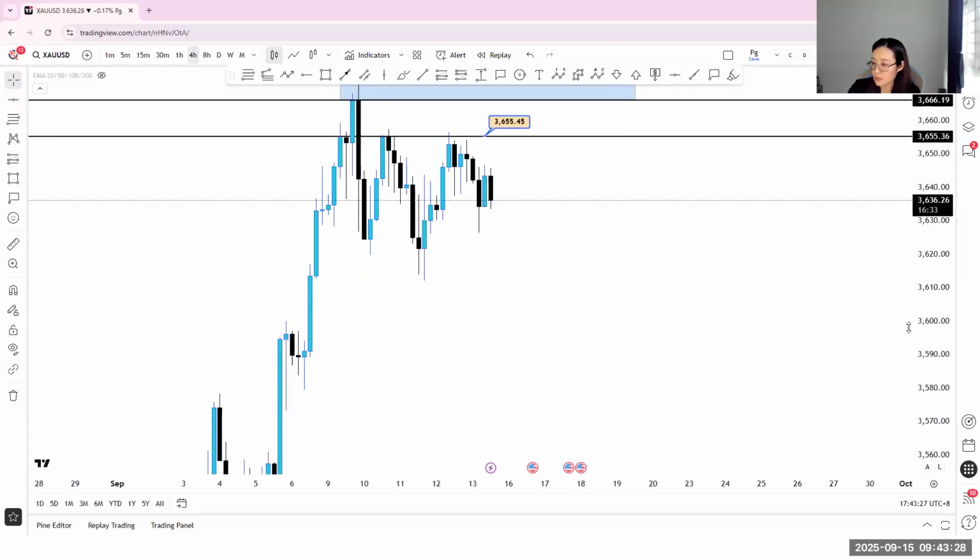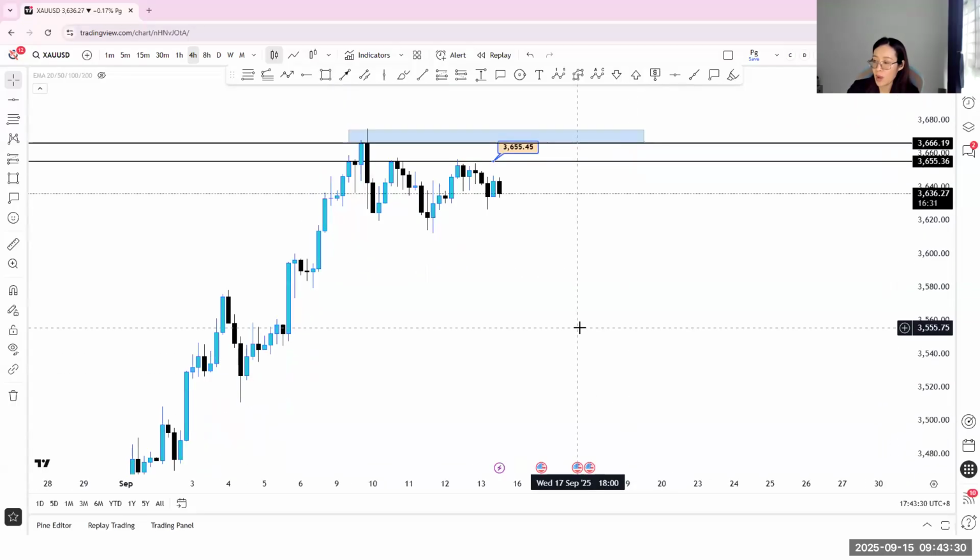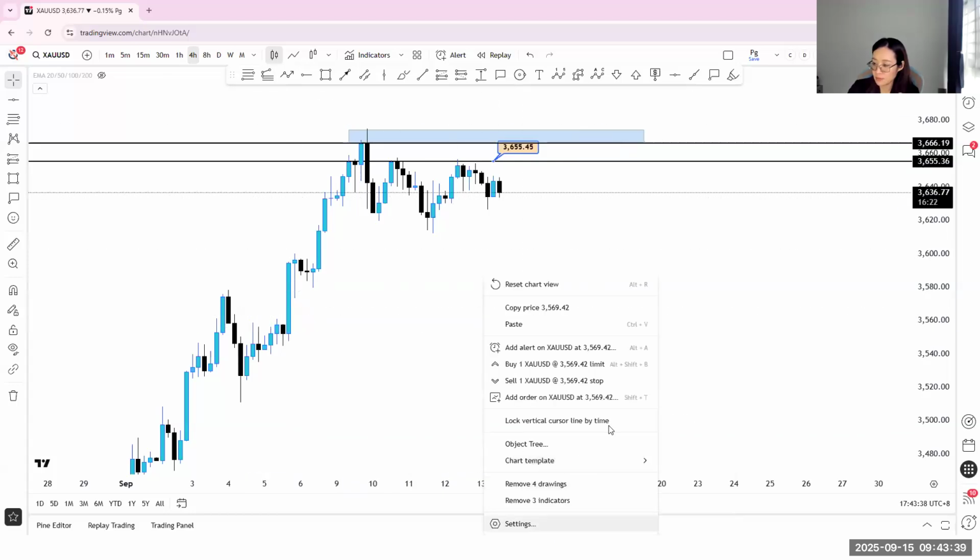Based on the H4 time frame, where is your support level? Where is your support level based on the H4 time frame?